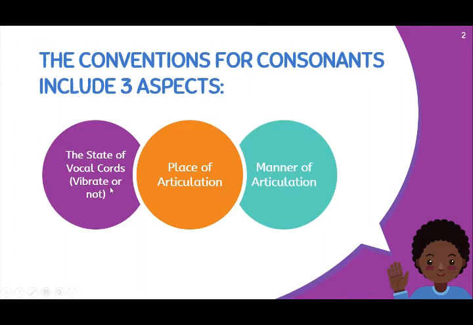The state of vocal cords indicates whether our vocal cords vibrate or not when we produce a sound. We have discussed it in our previous video. Then, the place of articulation decides which part of the mouth and the rest of the sound organs are in contact to produce a sound. We also discussed it in the previous video. The discussion in this video will be focused on manner of articulation.